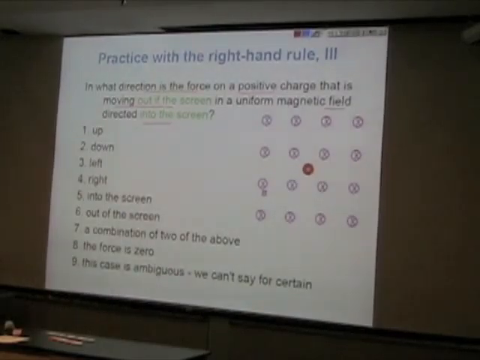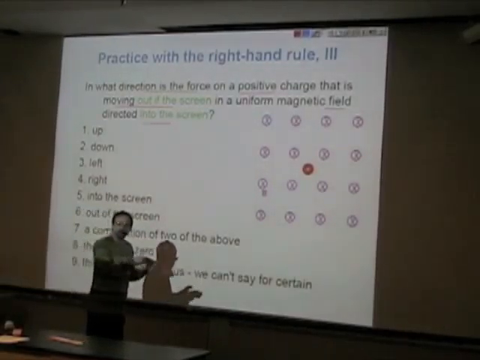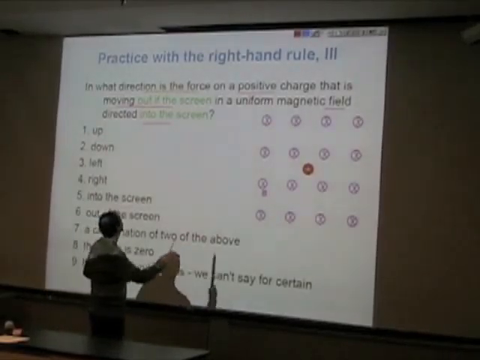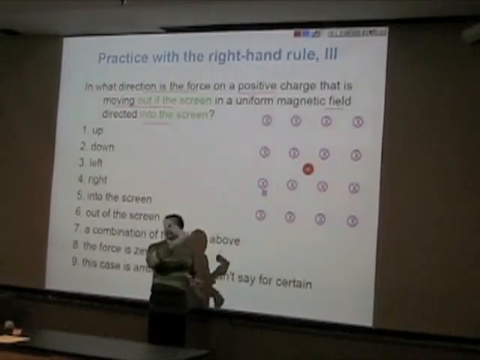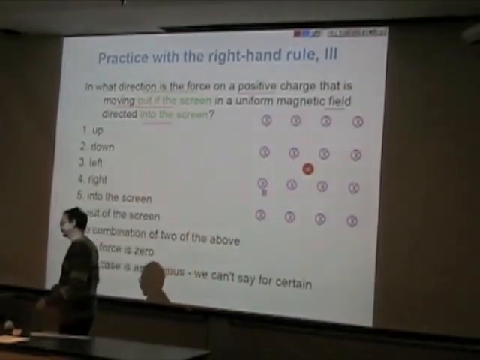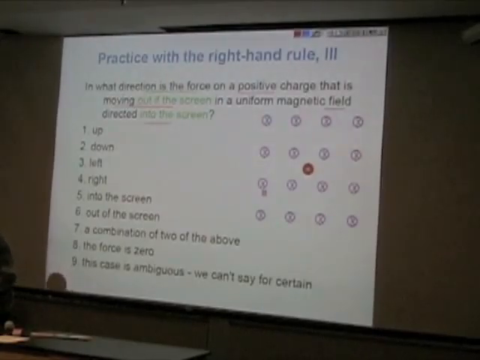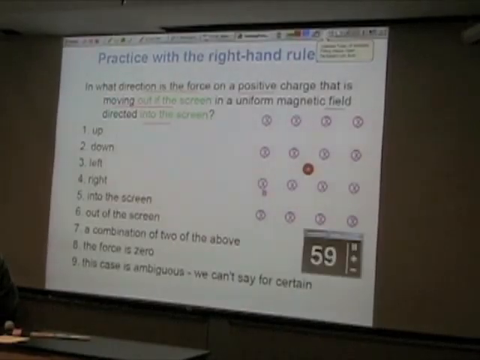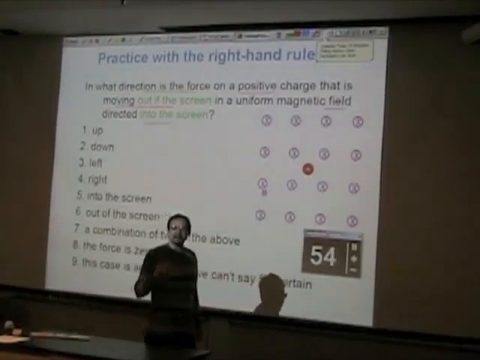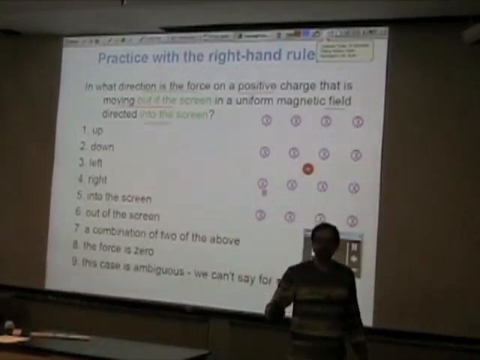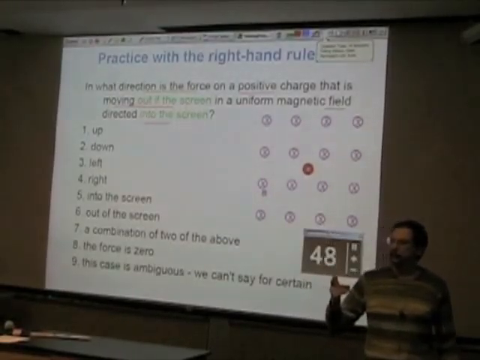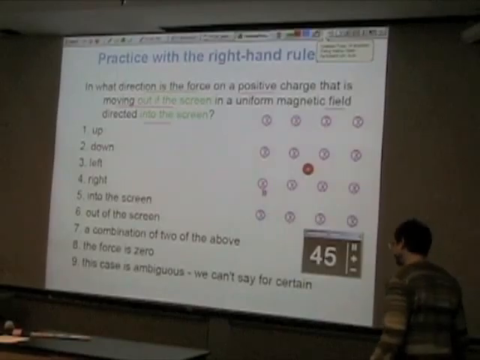Now, the same particle, same magnetic field, but the particle is moving now. The magnetic field points into the screen, and the velocity of the particle is out of the screen. The same question, same options to answer, same time to answer. Same two facts to use. The magnitude of the velocity, number 1. The right-hand rule, number 2.